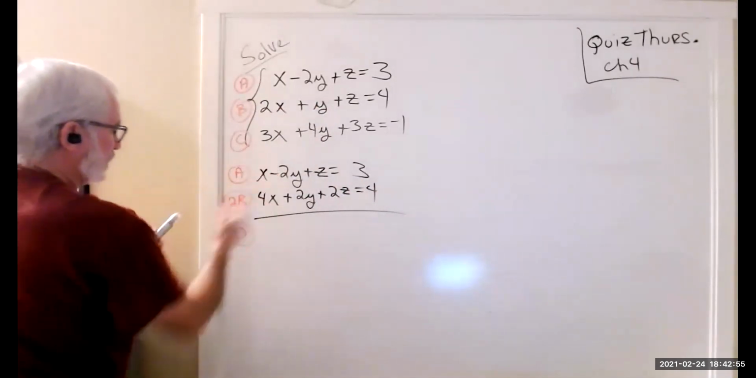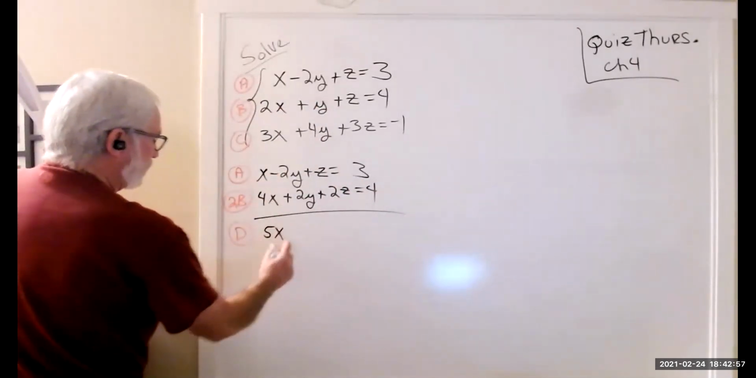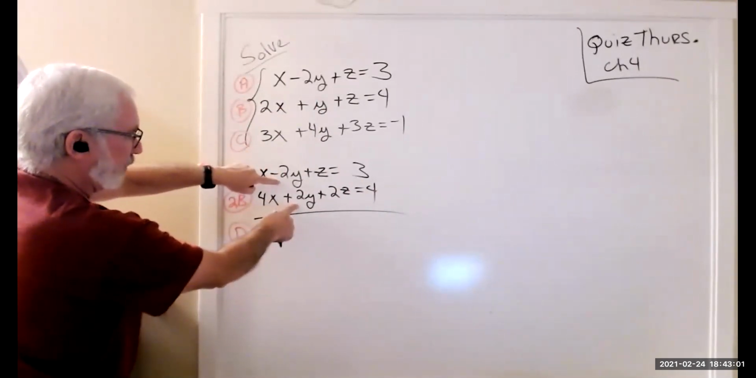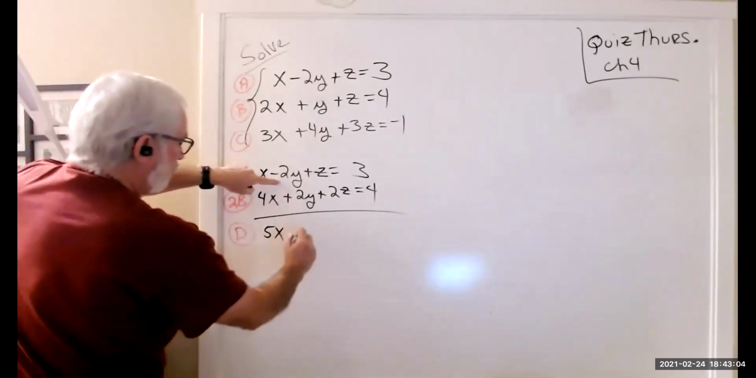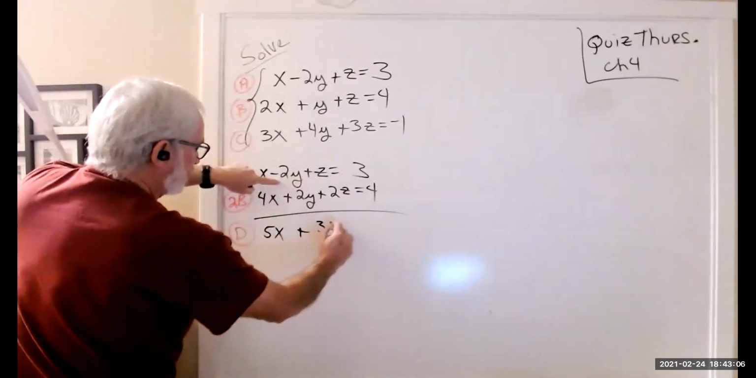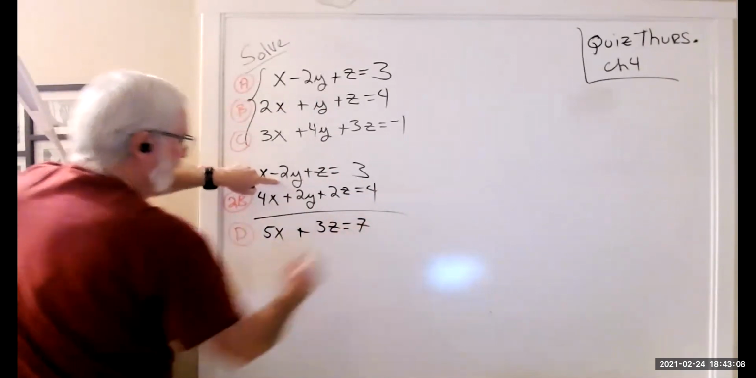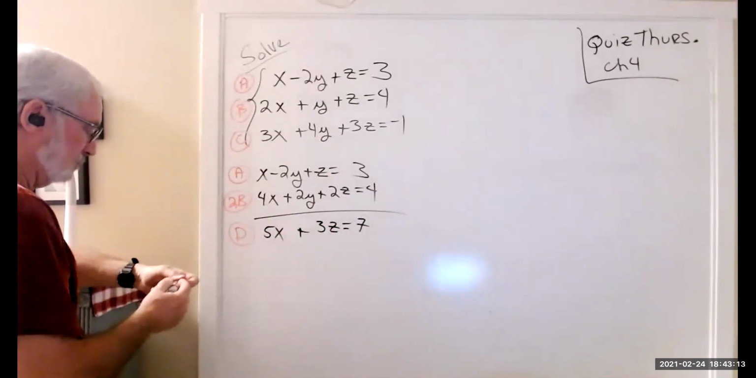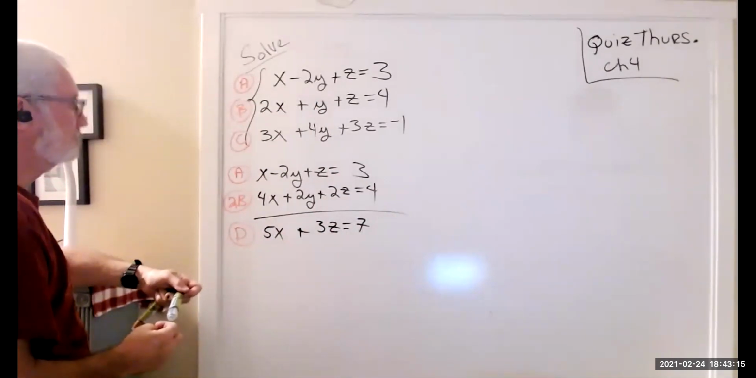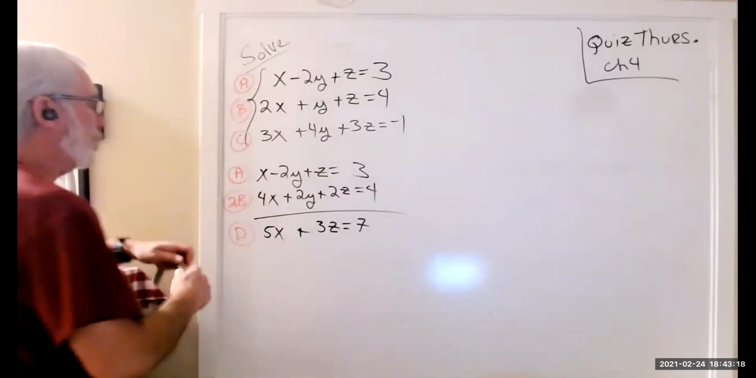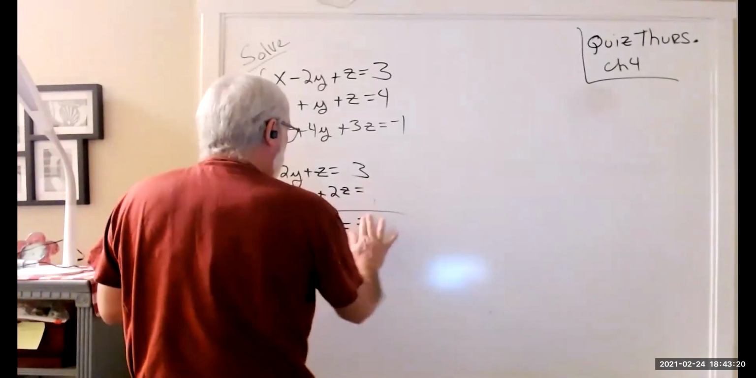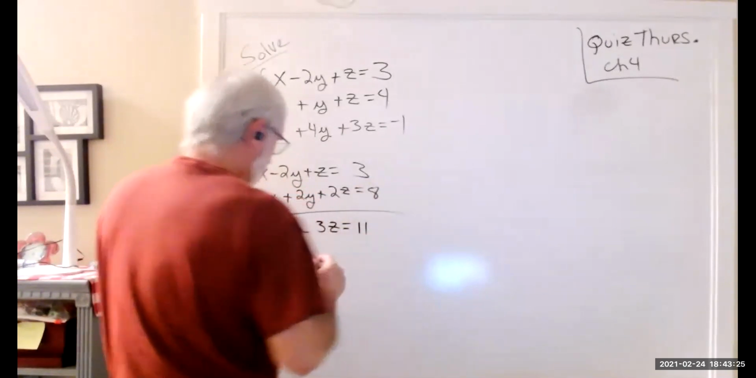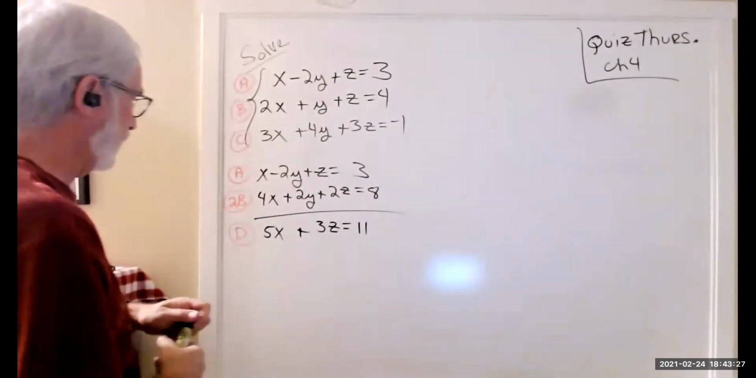So when I add these, I get 5X. My Y's, one's positive, one's negative, so they drop out, plus 3Z equals 7. Professor, the 4 never changed at the end of 2B? No, it should be 8. Should be 8. Thank you. Glad you caught that one. So that should now be 11. Thank you, because that would have really screwed up everything later.